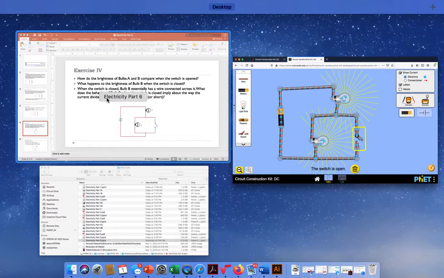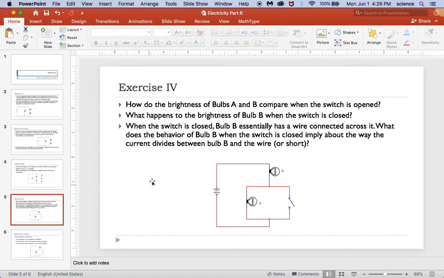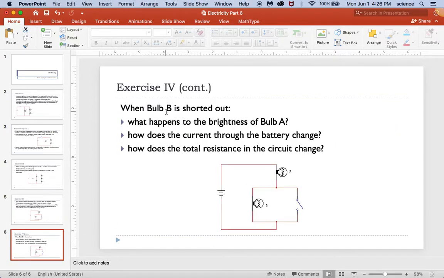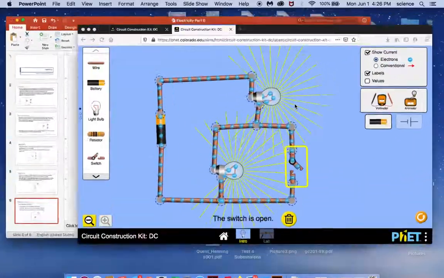Okay, so let's look back at this example. I think we've answered those questions. So what happens to the brightness of B when the switch is closed? Bulb B goes out and bulb A gets brighter because of that short. So when B is shorted out, what happens to the brightness of A? So the brightness of A gets brighter. How does the current through the battery change, and how does the total resistance change? So that's one thing we didn't answer.